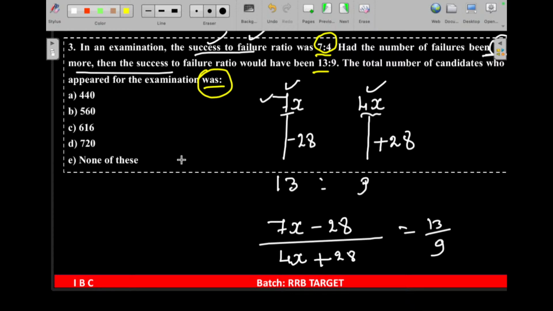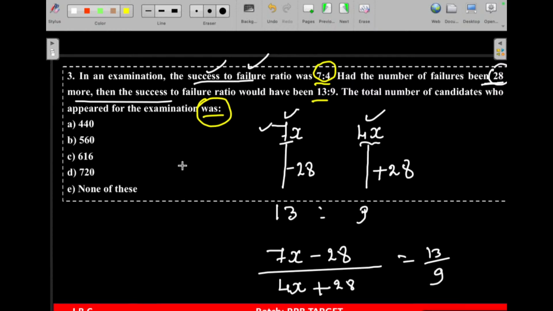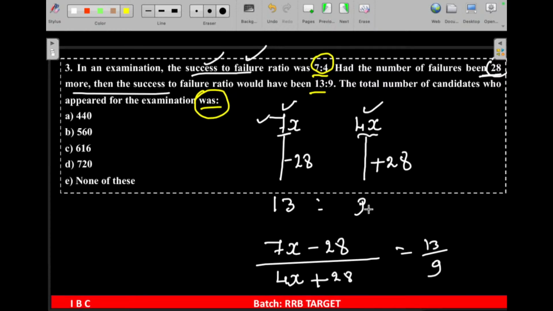But how can we get the total number of candidates? Here, add it now. What did you get for x? It's 56, sir. If x is 56, 7 plus 4 is 11, into 56, if you multiply you will get the total. Clear?